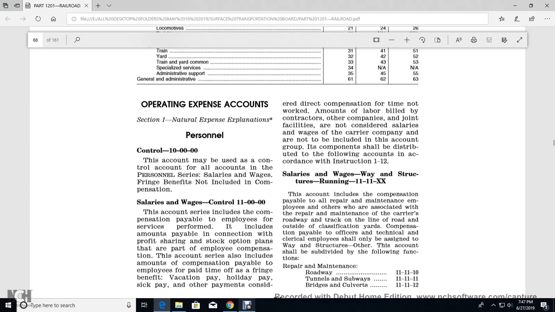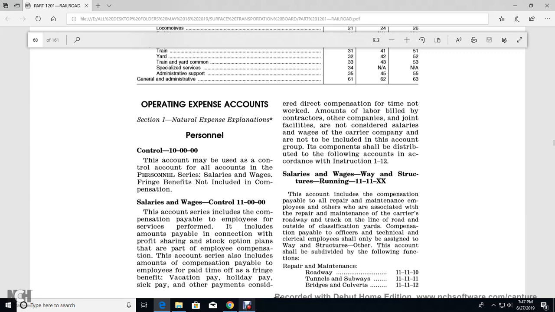The account series includes the amounts of compensation payable to the employee for paid time off, its fringe benefit, vacation pay, holiday pay, sick pay, other payment consideration, and direct compensation for the time not worked. Amounts of labor billed by the contractor of the other company's joint facility are not considered the salaries and wages of the carrier company and would not include the account with the group and components distributed in the following accounts in accordance with the instruction 112. Salary, wages, and structure running 1111X.